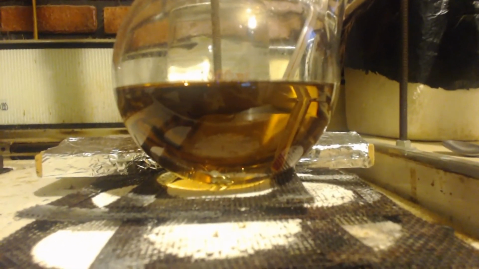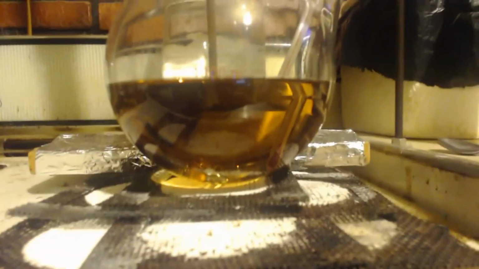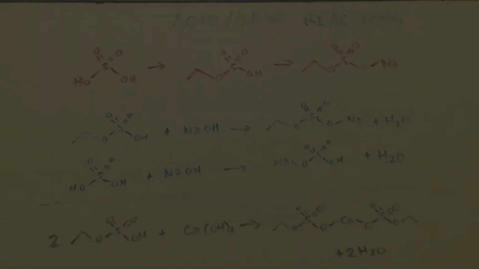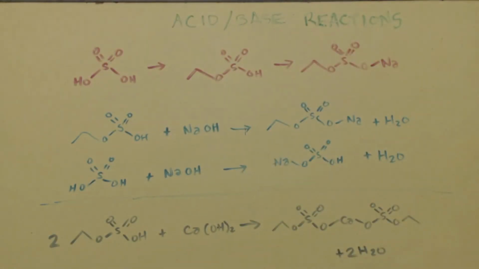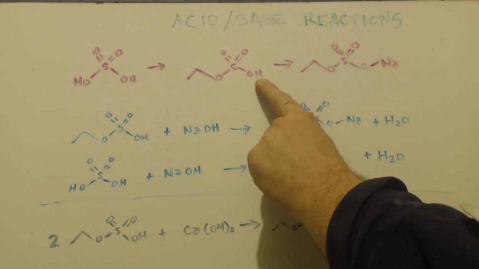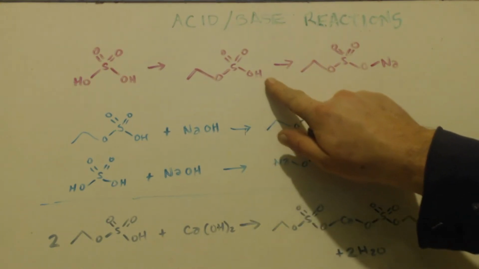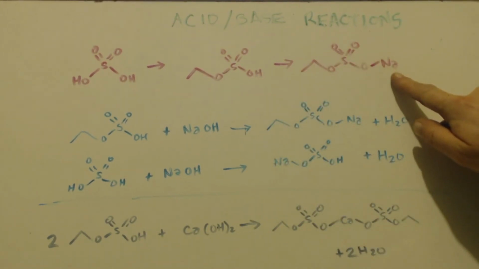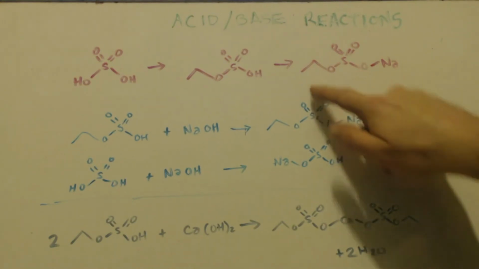And now we need to make it into sodium ethyl sulfate. All right, so we took our sulfuric acid, we made it into ethyl sulfate, or ethyl bisulfate, which is an ester on this side, but since it's diprotic, it's an acid on this side still. And what we need to do is make this side into a salt, so it's sodium ethyl sulfate. This side's a salt, this side's an ester.